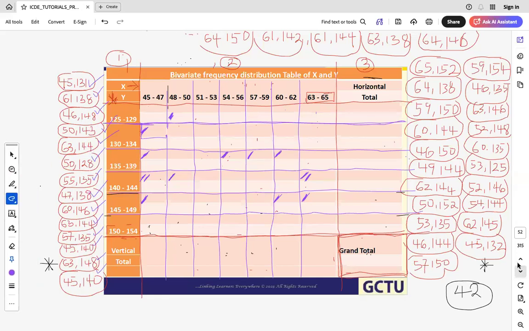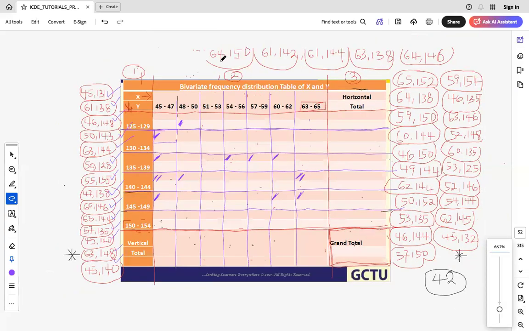So at the top here, we have 64 and 150. So 64 is in this column. We look for 150 by coming down and then we land in this cell as our first tally in that cell. So this is also done.